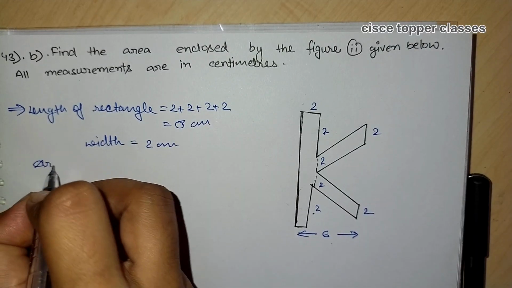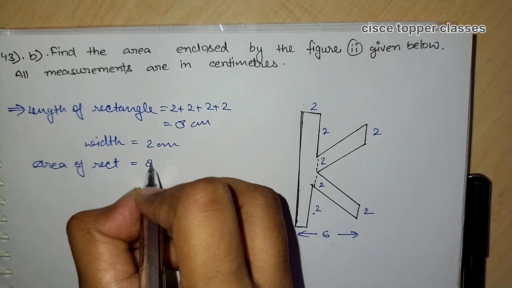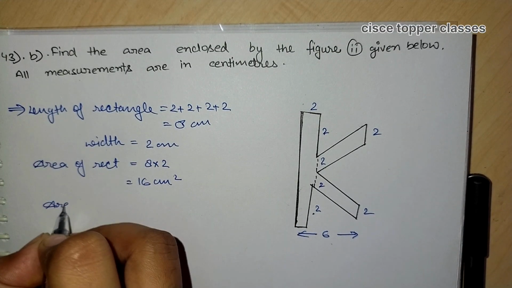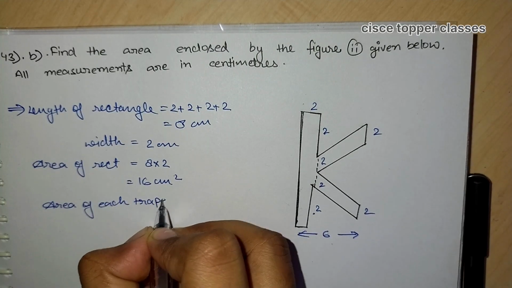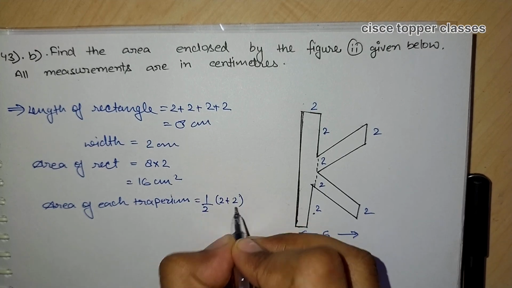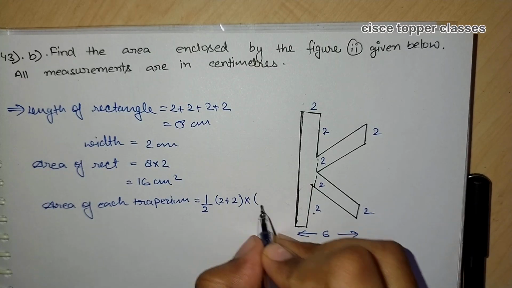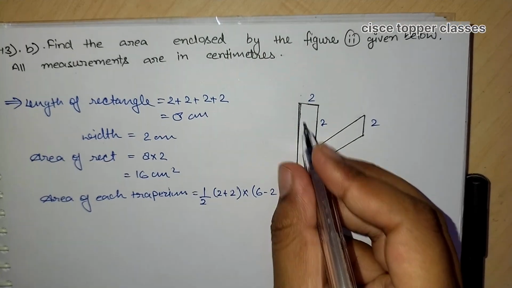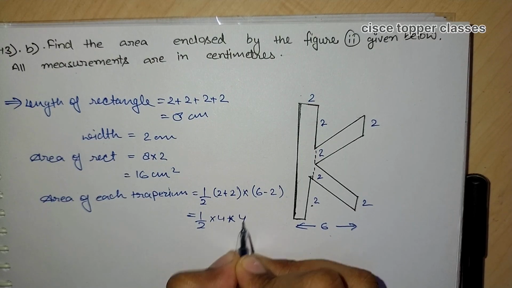So we can write the area of the rectangle. Area of rectangle as 8 into 2 means 16 centimeter square. Now area of each trapezium. Area of each trapezium will be half into 2 plus 2, because this is the sum of the parallel sides, into 6 minus 2. Parallel sides are 2 and 2 in this trapezium and the height will be 6 minus 2, this width. So this will be half into 4 into 4.